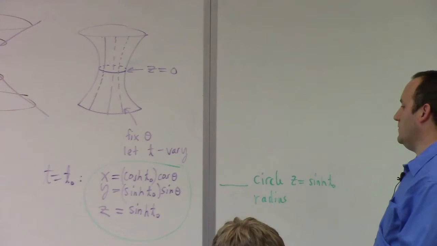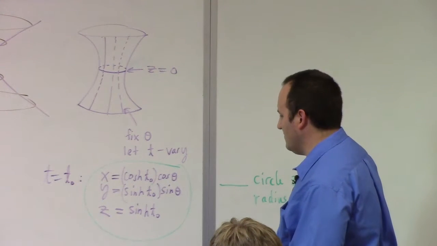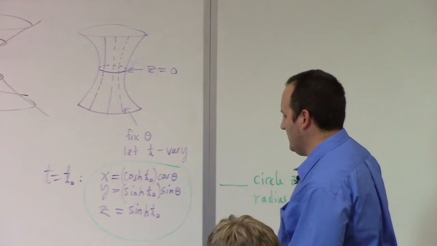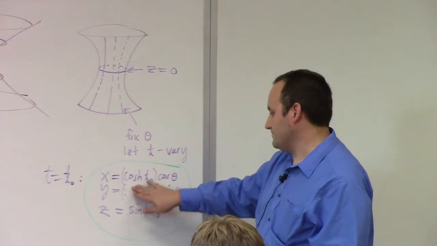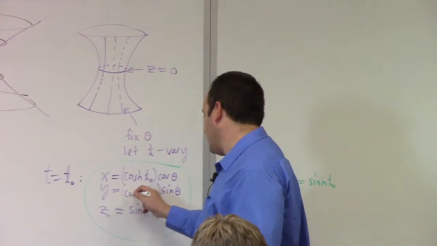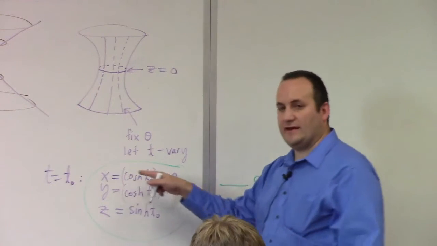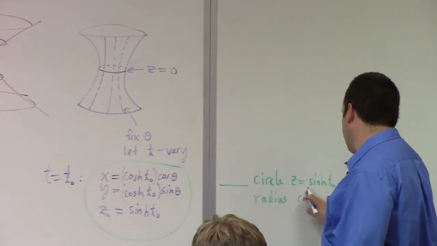Oh. Oh, I was like, that's not a circle. That requires further calculation. No, thankfully I made a typo here. This is supposed to be what? Cosh, yeah. So you see, that's the radius for this circle. The radius is cosh of t naught.